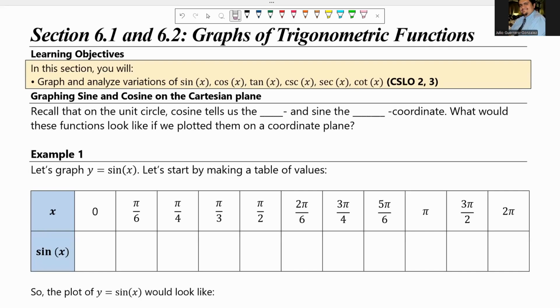Hello, everyone. This is going to be the lecture for sections 6.1 and 6.2 for our Math 210S portion of our course, graphs of trigonometric functions.